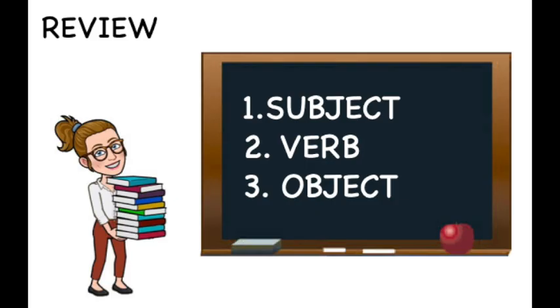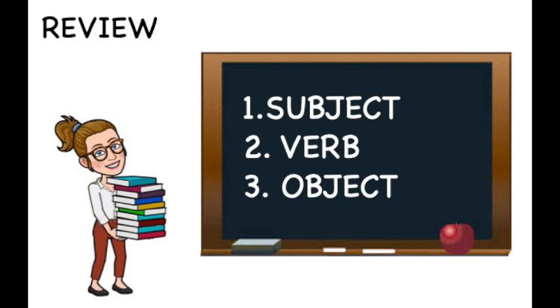So, let's review what we have learned in this little video. So, in an English sentence, we always have three things. We have the subject, which comes first in the sentence. After the subject comes the verb, which is the action, what the subject is doing. And after the verb comes the object, which is the extra information that we want to add to make our sentence more interesting with more ideas.